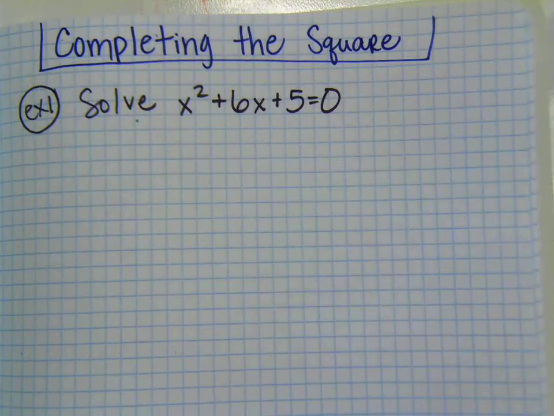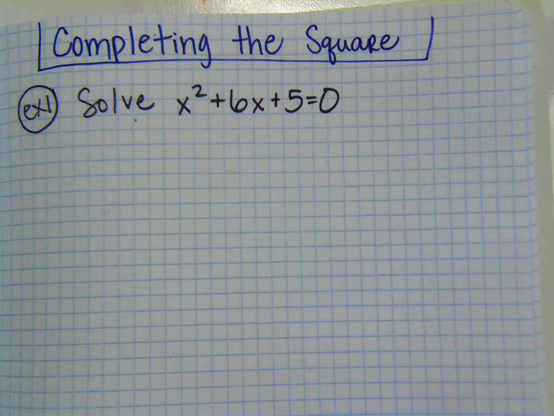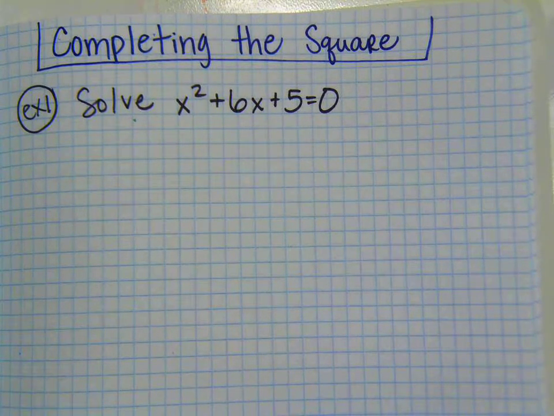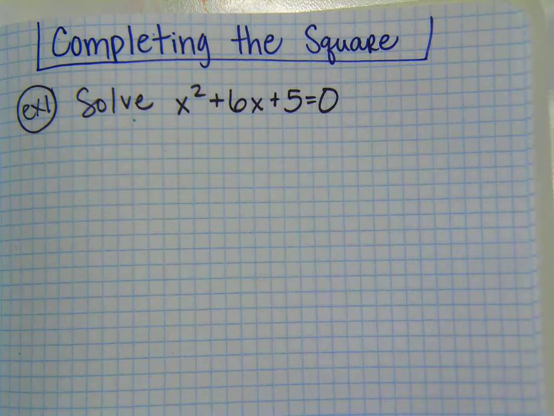Okay, so we're going to solve x squared plus 6x plus 5 equals 0. And we already know how to solve that. We solved that by factoring. But now I'm going to tell you another way to solve it.